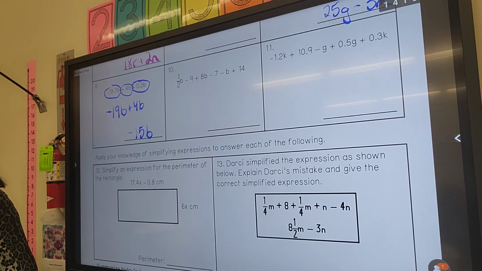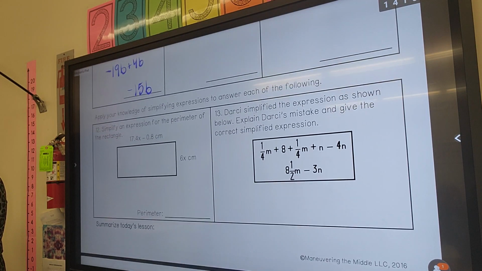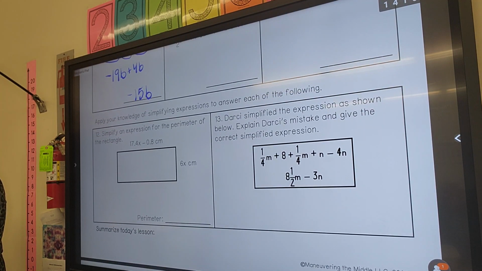Do you feel good about that? Yes. Kind of. Do the rest by ourselves? How about we look at the bottom two here. For number 12, we're going to simplify an expression for the perimeter of that rectangle. What's perimeter? You know this, because we've done it before. What's perimeter?